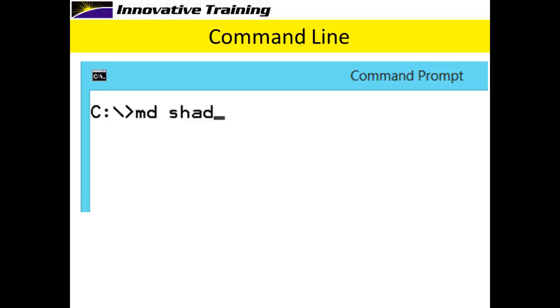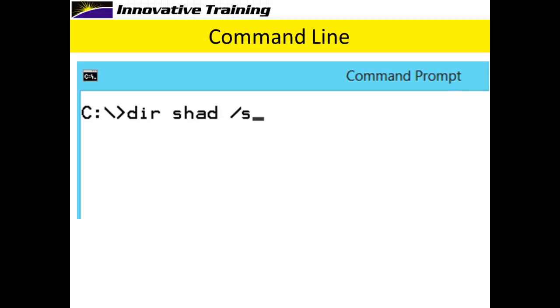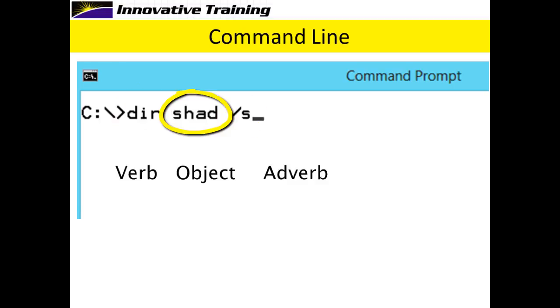Command line is a lot more linguistically ergonomic. So if we look at the command line, it's always verb, object. So make a directory named shad. If I add in switches, and switches are always prefaced by a /, it's verb, object, and the switch becomes an adverb. So this command, for example, would give me a directory listing of a folder named shad and all of its subfolders. So the S says also give me the subfolders. It modifies the action of the verb.